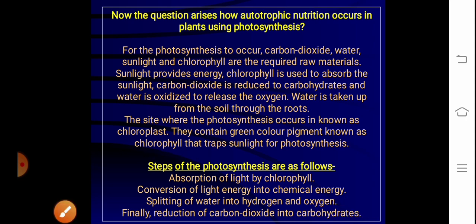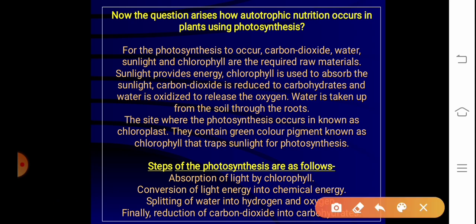Now, from the examination point of view, there are some important steps which occur during the process of photosynthesis. These points are very important. So what are the steps that take place during photosynthesis? The first and foremost thing is absorption of light by chlorophyll. As I told you, the leaves contain the chlorophyll, right? So the chlorophyll absorbs the solar light, the sunlight, and it is converted into chemical energy. That means the light energy is converted into chemical energy.